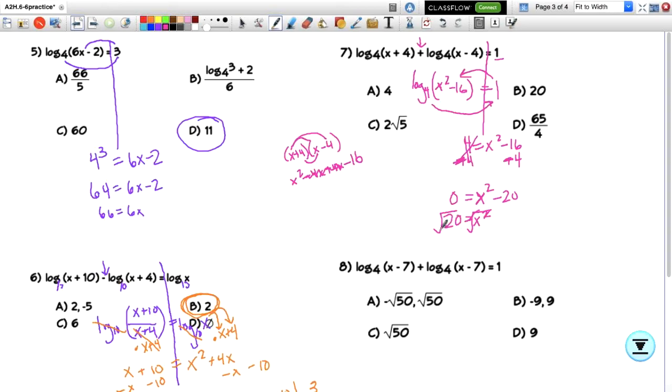Okay, so the square root of 20, I'm going to ask myself, is there a perfect square in that? And there is. It can be divided by 4, which is a perfect square, and 5. So the square root of 4 is 2, and the square root of 5 is just a mess. Okay, so plus or minus, because we're solving a quadratic, so we have to have 2 answers, plus or minus 2 root 5.